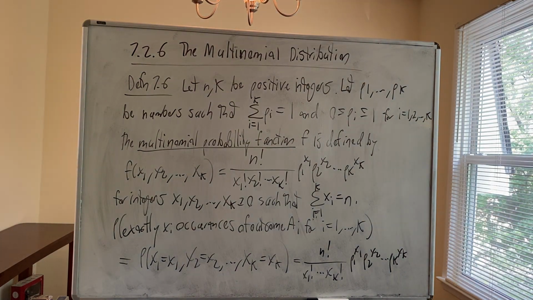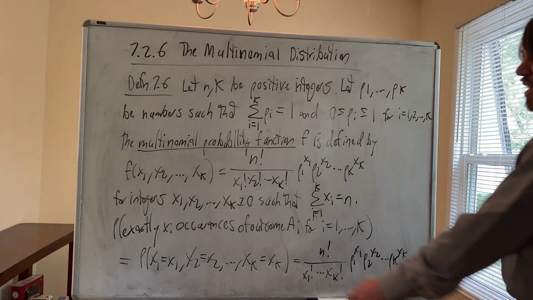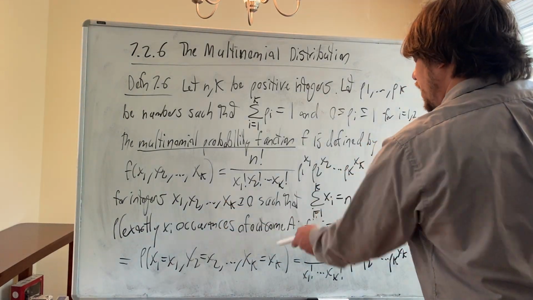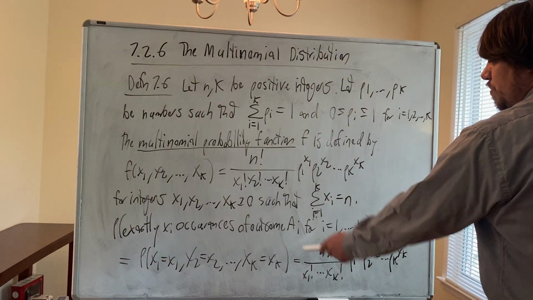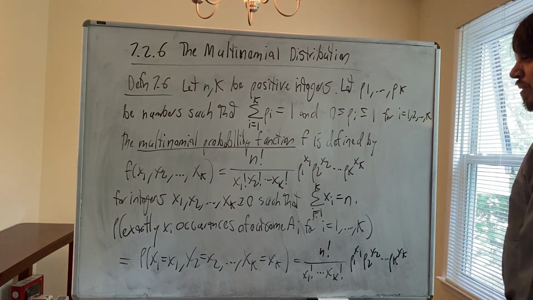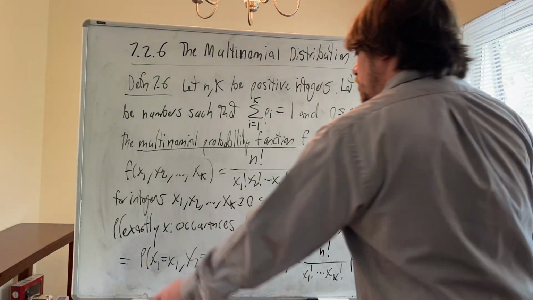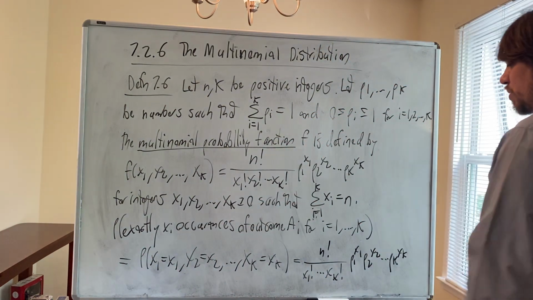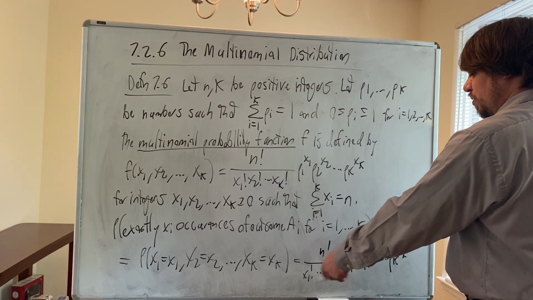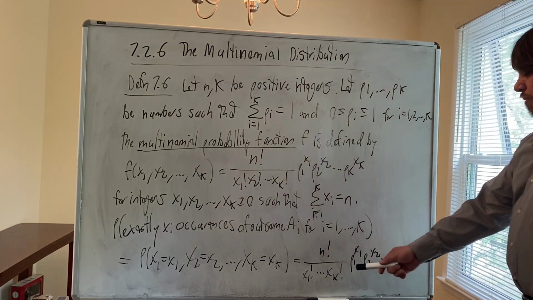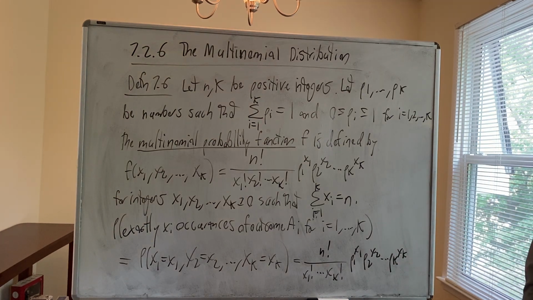All right, so that's how you use this probability function to find a probability of something: the probability of exactly x sub i occurrences of outcome a sub i from 1 to k. So if you have k outcomes and you want to find the probability that each outcome happens a certain number of times, then that probability is n factorial divided by the product of the factorials of all those x's, times p1 to the x1 times p2 to the x2 times dot dot dot times pk to the xk.